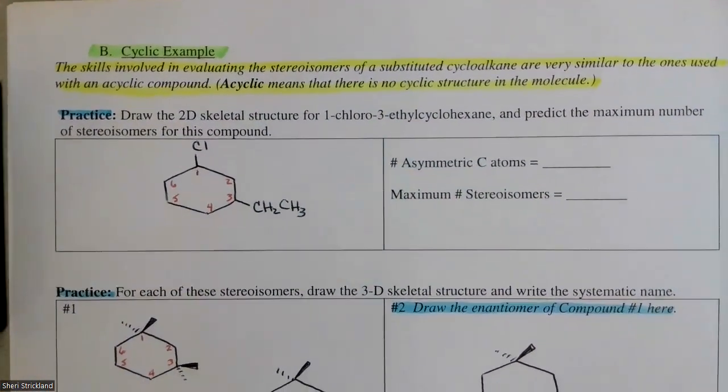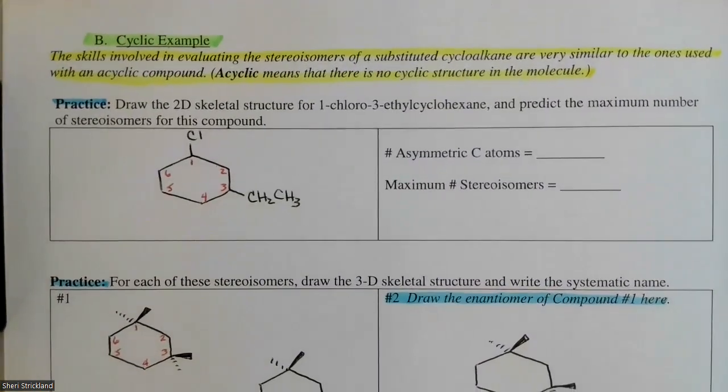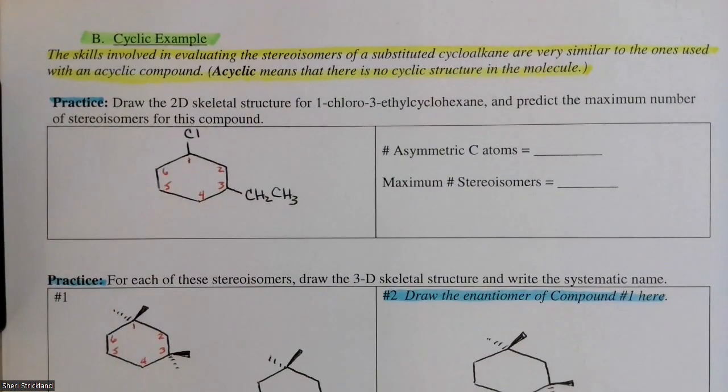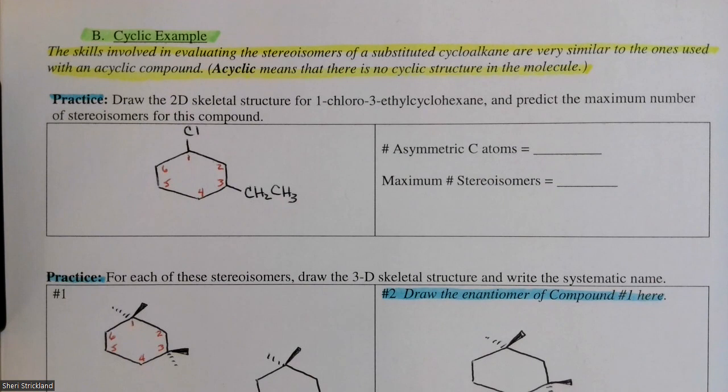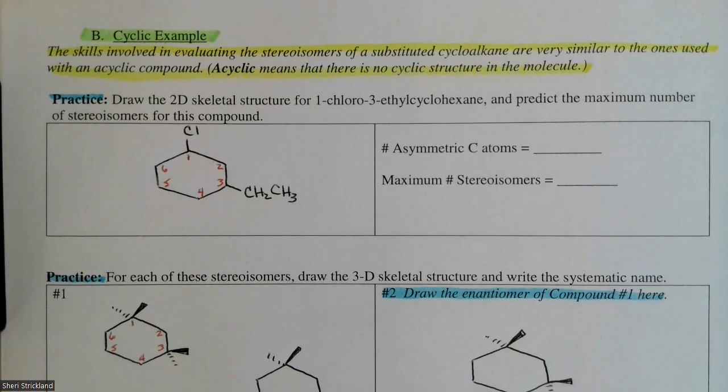So this is a cyclic example, and the skills involved in evaluating the stereoisomers of a substituted cycloalkane are very similar to the ones that we used with an acyclic compound. And remember that acyclic just means there's no cyclic structure in the molecule. So we're going to work with 1-chloro-3-ethylcyclohexane. And so the first thing I did was to draw the skeletal structure.